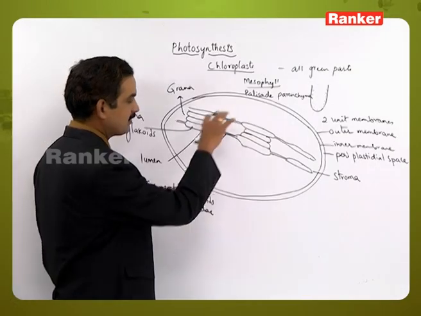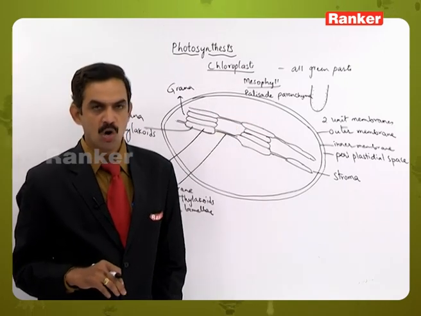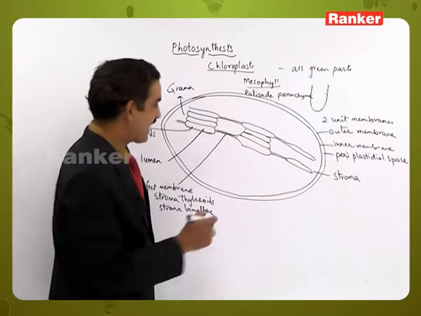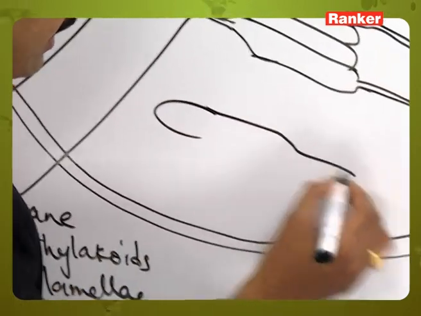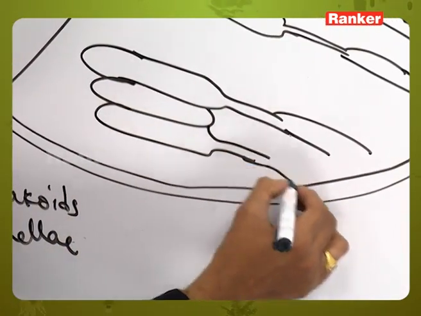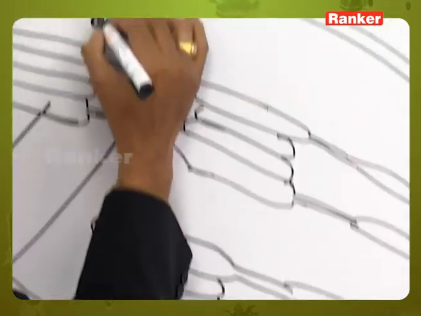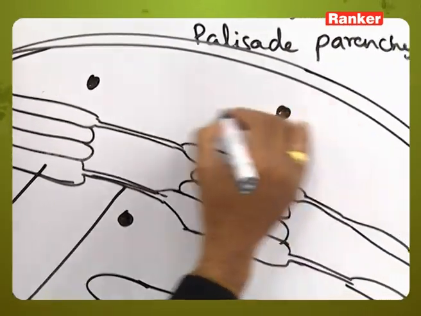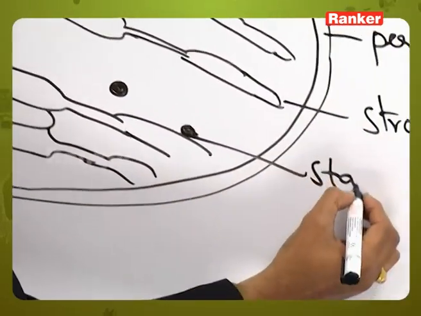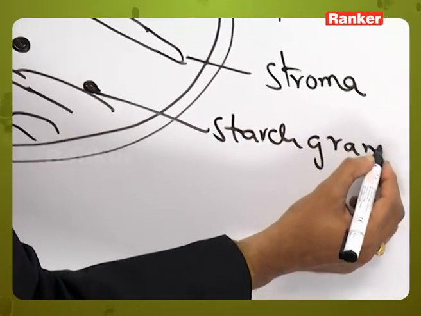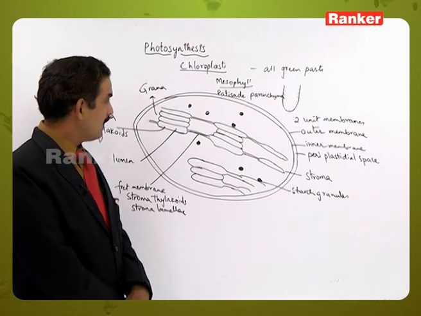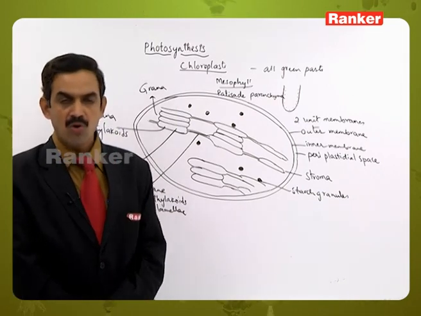Likewise, membrane structures are present throughout the stroma, and along with this they also contain some granular structures. These are called starch granules. This is the organization which can be seen in the chloroplast.